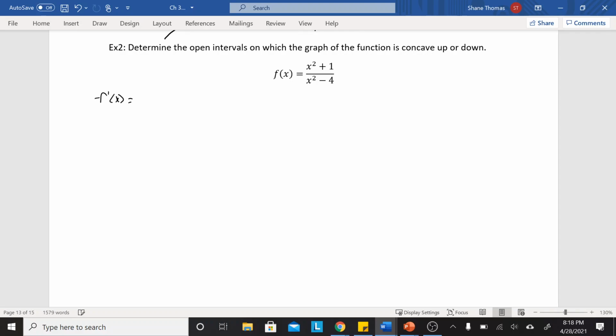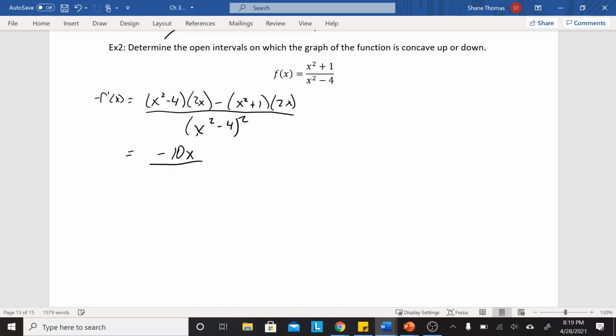F prime of x is going to be low d high minus high d low. So x squared minus 4, and this will be 2x, minus high, x squared plus 1, d low will be 2x as well. And it's all going to be over x squared minus 4 quantity squared. Simplify that a little bit. F prime of x is going to be negative 10x over x squared minus 4 quantity squared.